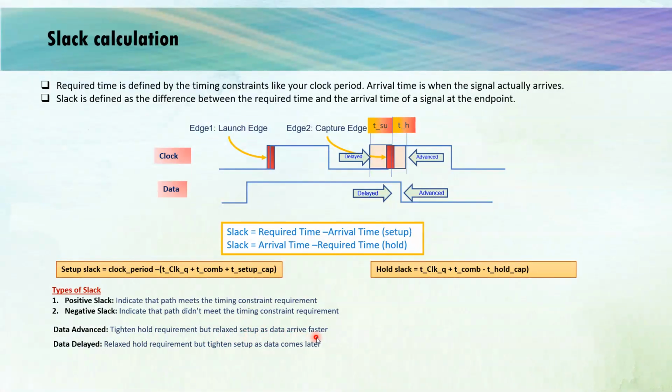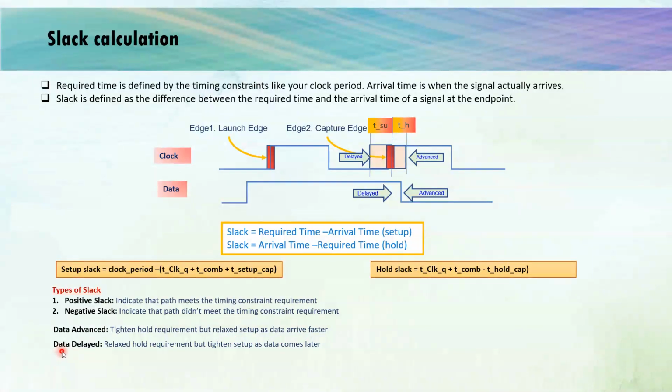Relax the setup as data arrives faster, right? We have seen that if we want to make the data stable, we want to advance it. So it's like if you are trying to resolve one thing, the other is impacted. We have to do some trade-off between these two things and try to see what is the correct time where the data should toggle.